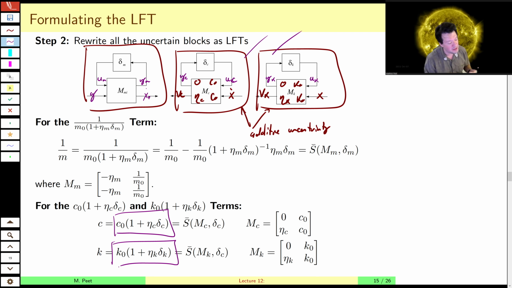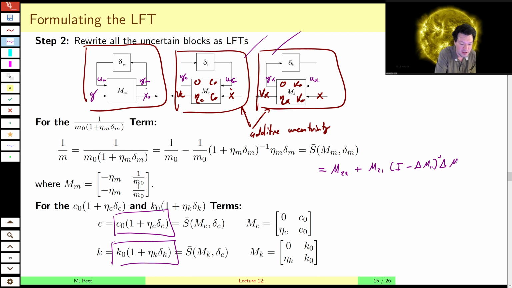We didn't, however, give the inverse additive uncertainties, which actually is a little bit more complicated. Because remember, we have to put it in this upper fractional transformation, which, if you remember, is, I believe, M22 plus M21 (I minus delta M11) inverse M12, right? I apologize for getting these wrong.